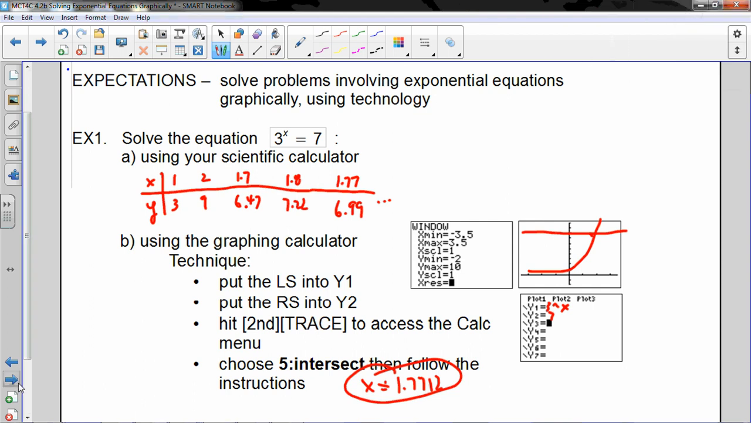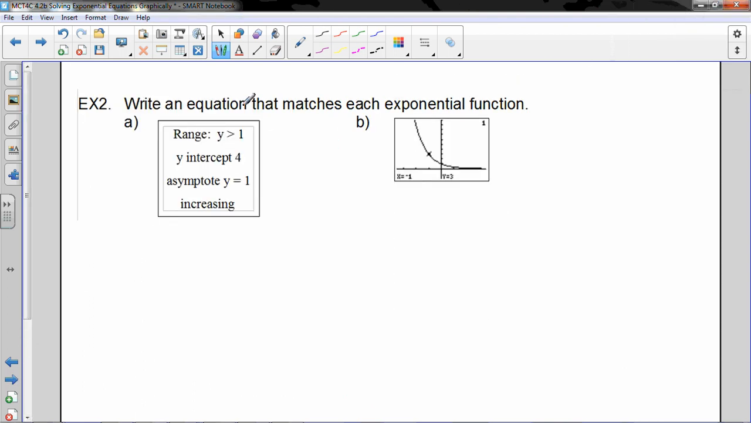Okay, part two. Example two, write an equation that matches each exponential function. This is kind of just a weird, almost backwards question where they give us some stuff and we want to come up with the equation, where yesterday we were given the equation and then asked for the stuff. So a bunch of stuff here.